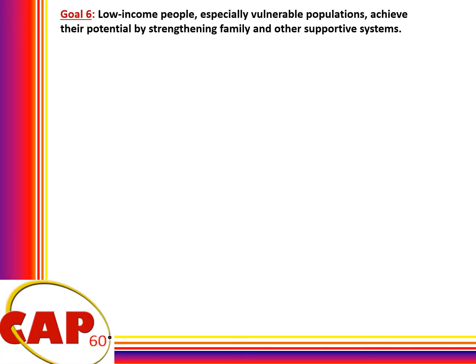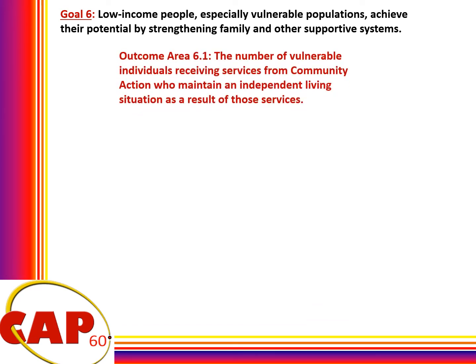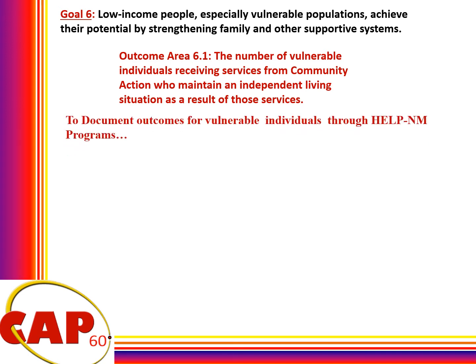Let's look at Goal 6 more closely. Low-income people, especially vulnerable populations, achieve their potential by strengthening family and other supportive systems. Outcome Area 6.1, the number of vulnerable individuals receiving services from community action who maintain an independent living situation as a result of those services. Community action agencies with programs or activities that help senior citizens and individuals with disabilities continue to live safe and functional lives outside of an assisted care or nursing home facility should report information to this performance indicator.